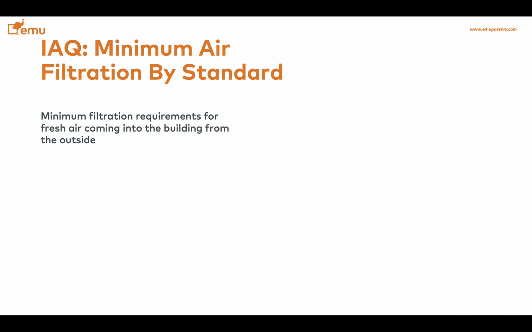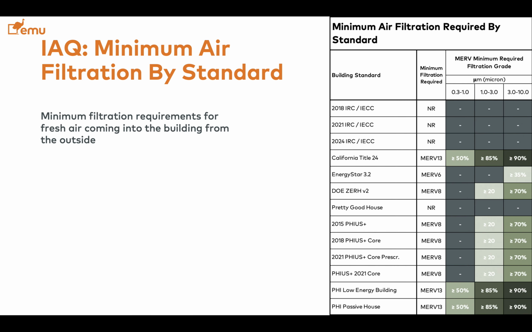Now, looking at filtration, we talked about how much air we're bringing in. Bringing in air from the outside brings in pollution, especially if we are living in cities. So we looked at the minimum requirement for each building standard for filtration of the air coming in. This is what it looks like. So the IRC and IECC don't have actual filtration requirements. California Title 24 actually has a very good requirement for filtration because it requires a MERV 13 filter.